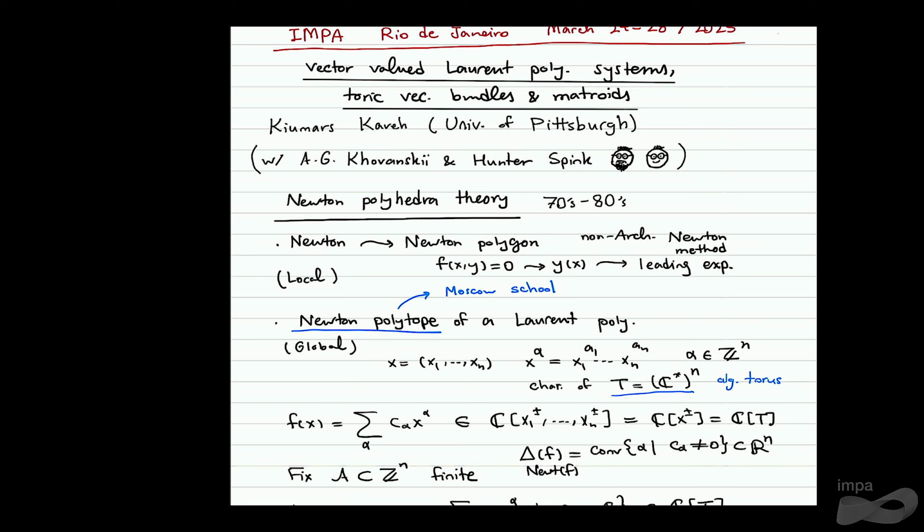Anyhow, that's a local theory, and I think in the 70s, Vladimir Arnold suggested to his students and his school, some of his students, including Askol Chovansky, to work on global versions of Newton's theory, and that's what resulted in Newton polyhedra theory, which is a global theory. At least what I'm talking about is a global theory. So the basic definition is very simple.